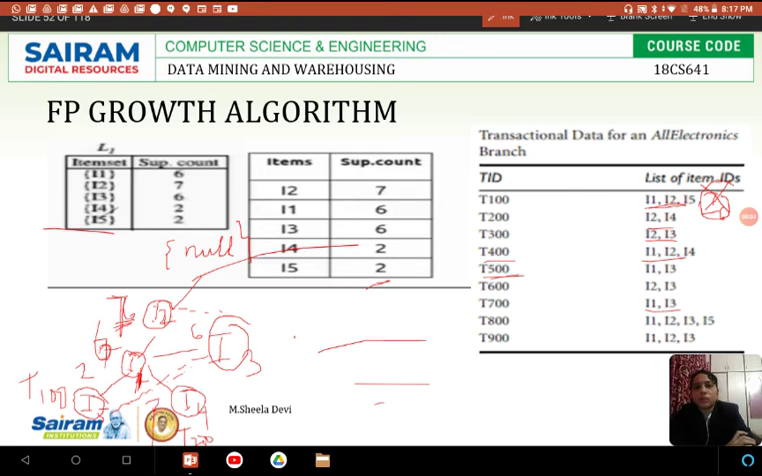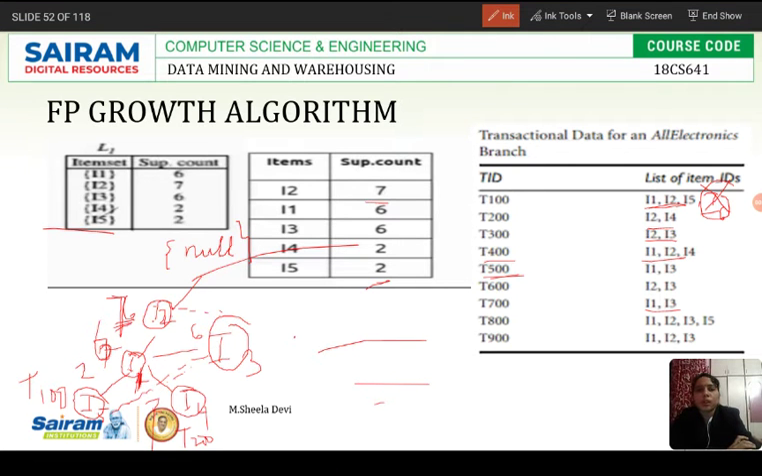Starting from null, we take the item which has the maximum support count, so we are starting with I2. Before building this tree, we have to sort the items according to the support count. If you sort this, I will start with I2, I1 and I5. So I am sorting it according to the count, and I am giving the tree as I2, I1 and I5.